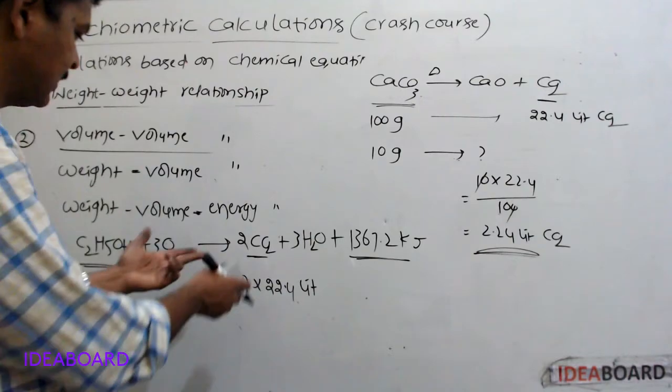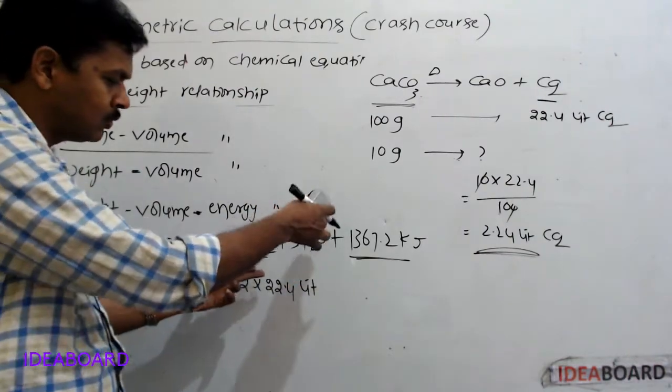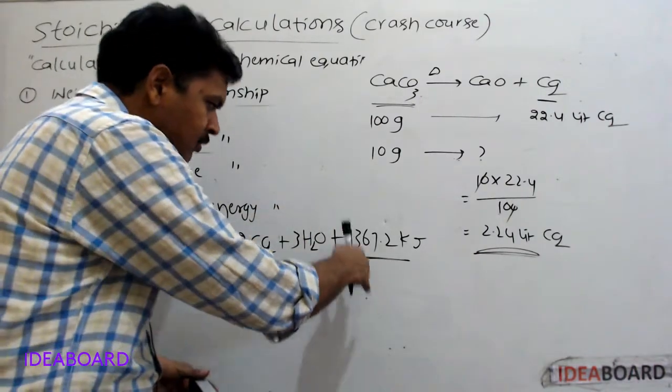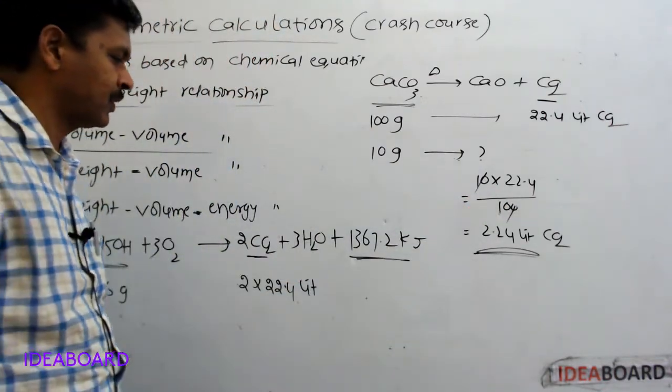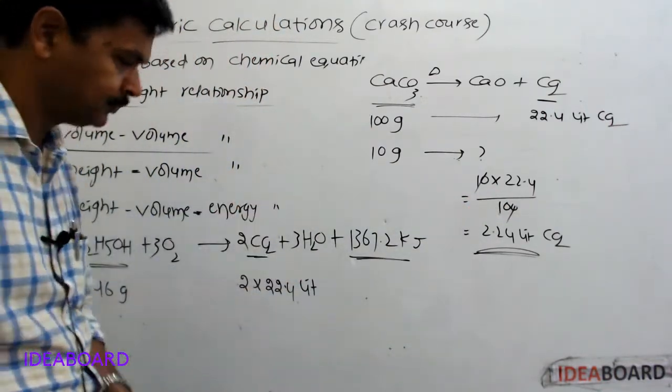Same reaction we can write 2CO2 plus 3H2O, delta H is equal to minus 1367.2 kilojoules. We can write like that also.